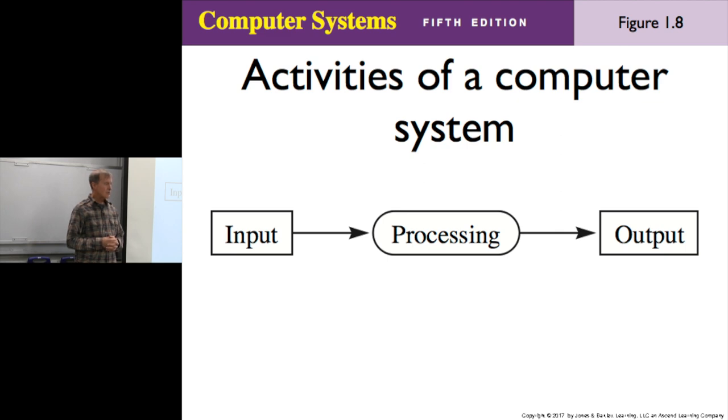Now, you're familiar with this when you write a program, because when you write a program, you have input statements, and you have processing statements, and you have output statements, right? But computers do more things than just process text. They control automobiles. In an automobile, what would be the input for the processor that controls a car?